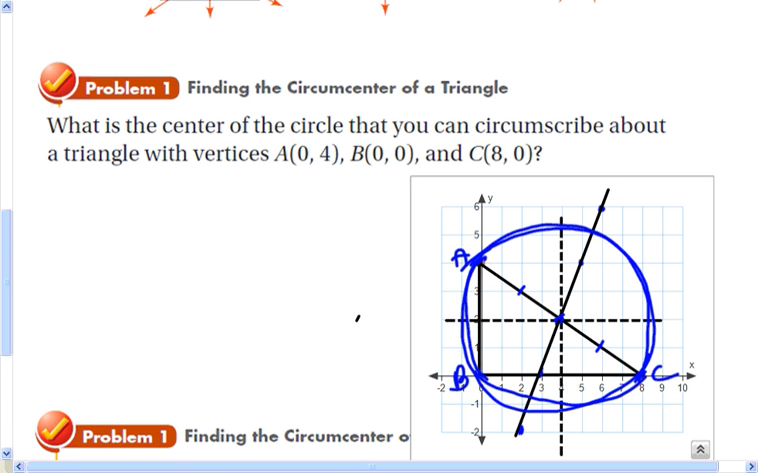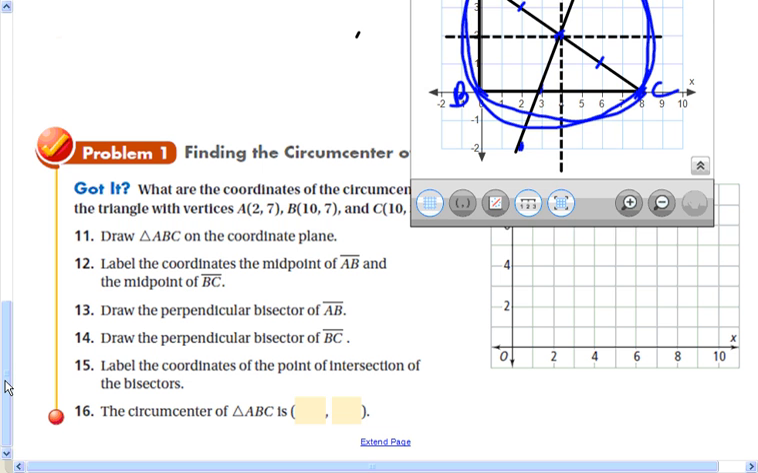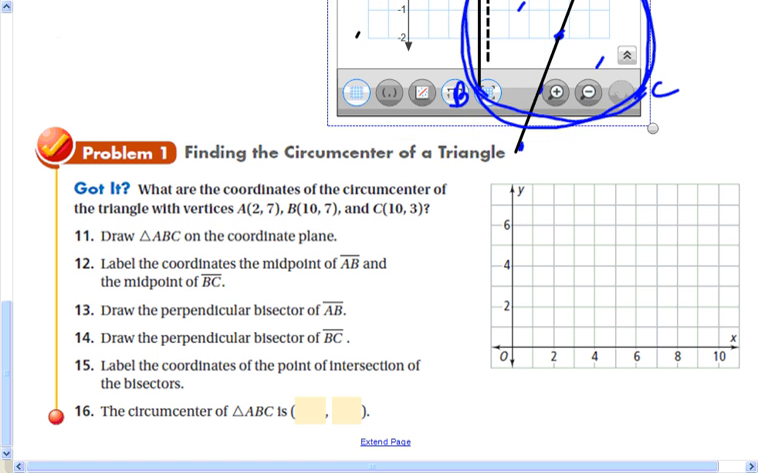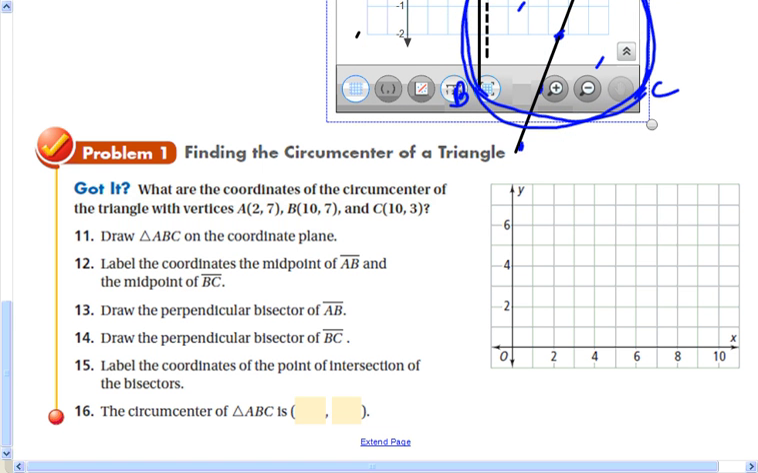All right. So, the way you're going to find this is by graphing the points, 7 and 7 and 3. Drawing in those lines.